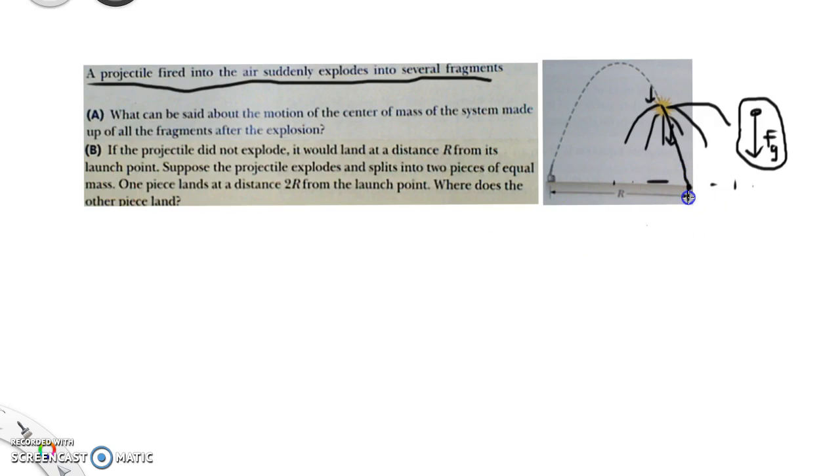Well, if it's going to land at this distance 2r, and this is 1/2 of the mass, where would the other piece of mass have to be in order for that center of mass still to be in this same location we started? Well, it's going to have to be right here where it was launched from. Okay, and the average location of these two pieces is that same point. So somehow this piece is going to fly all the way back to where it started.